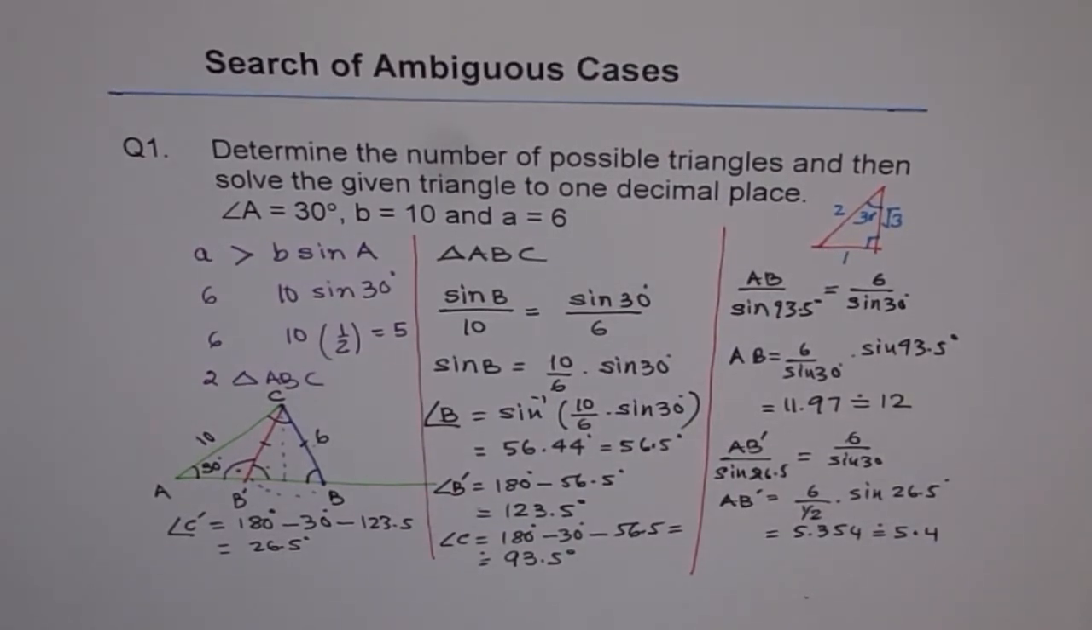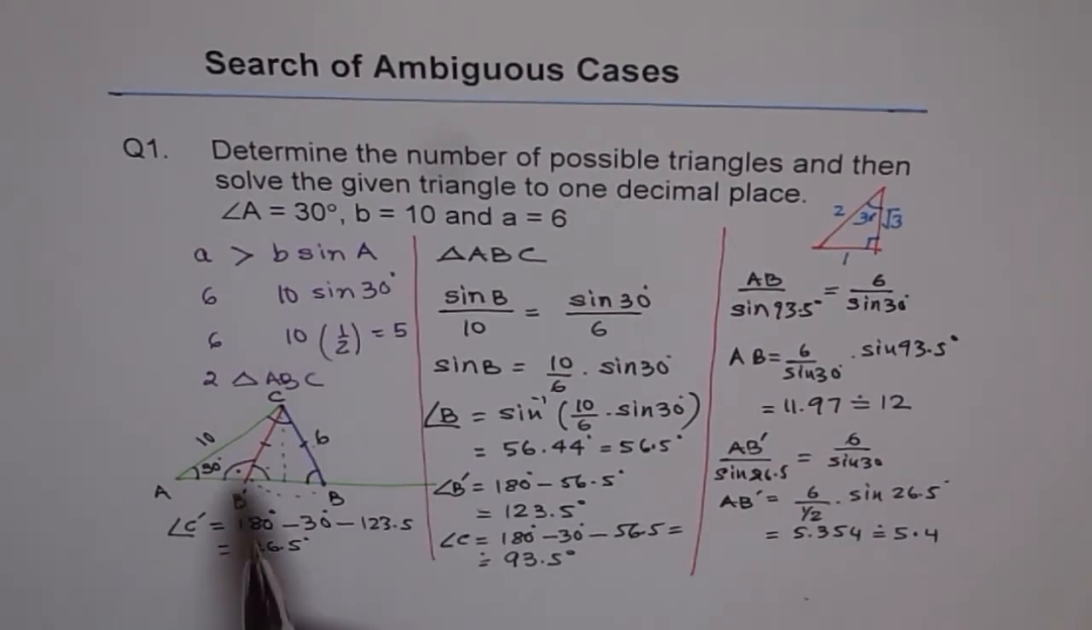So that is how we can solve both the triangles, correct? So you have both the angles C and C dash, B and B dash, and the sides, the bigger C and the smaller C dash, okay? So that is how the triangles can be solved, okay? So that is the solution.